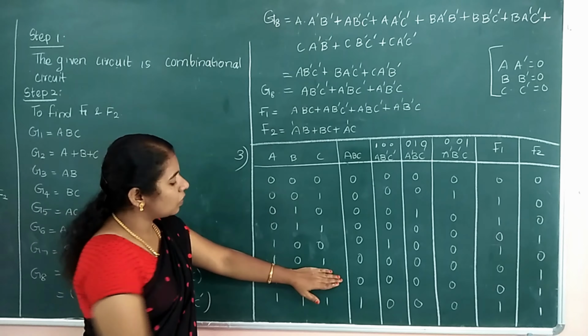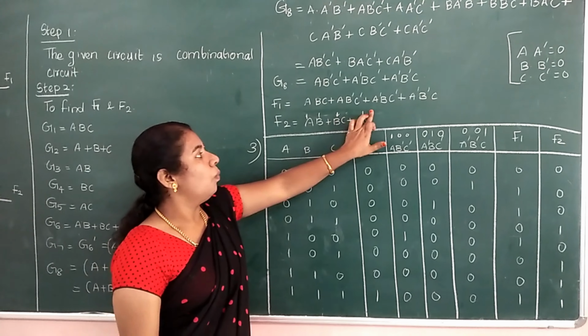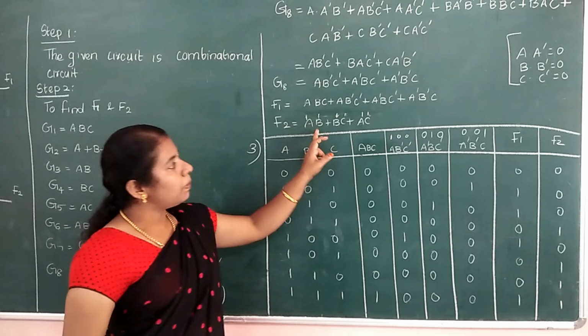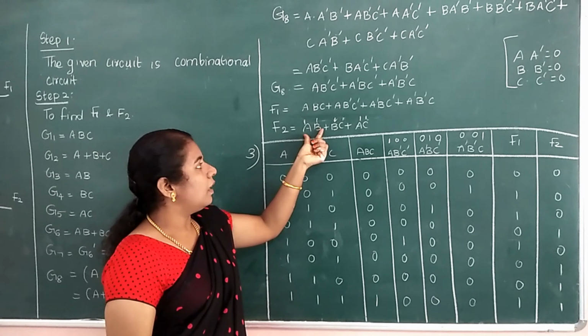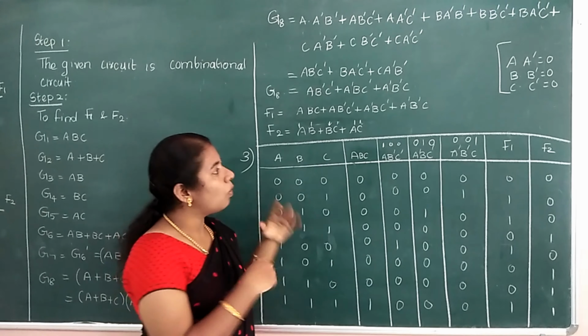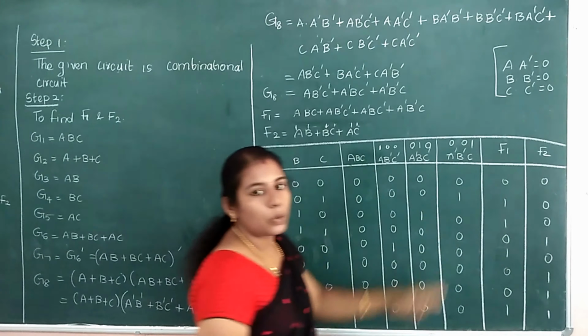And in the next case A and B are 1 and C is 0. So here it is 1 plus 0 plus 0. So the output will be 1. And in the last case, all the inputs are set to 1. So here 1 plus 1 plus 1. If any one of the terms is 1, the output will be 1. So this is the truth table.